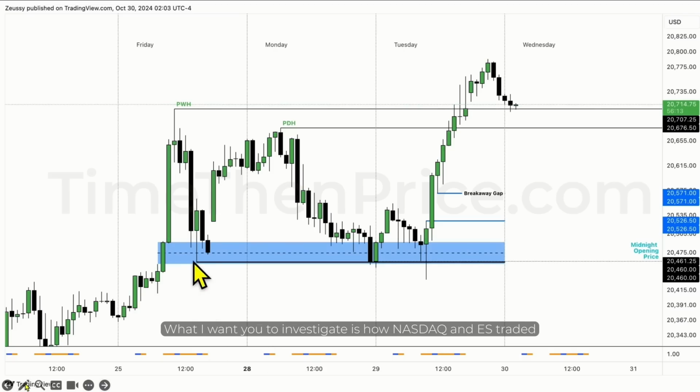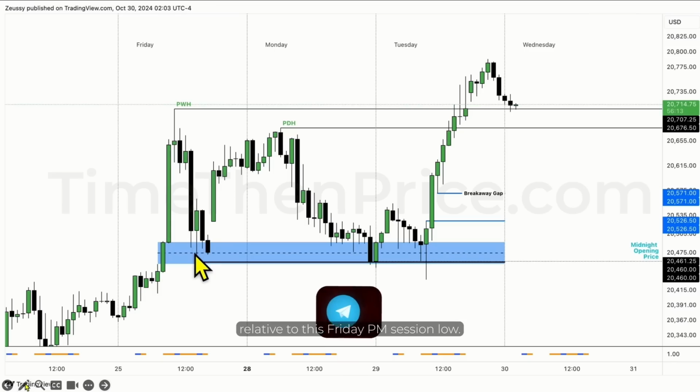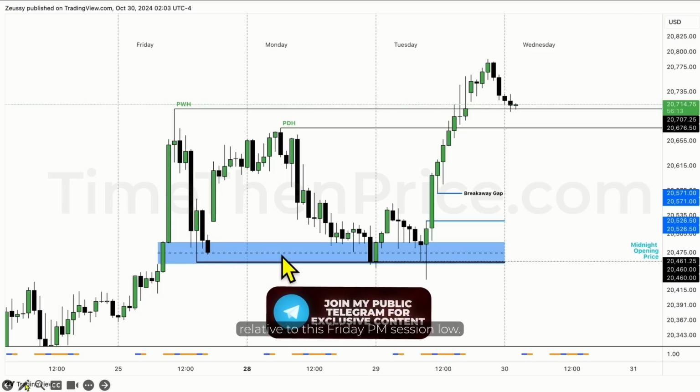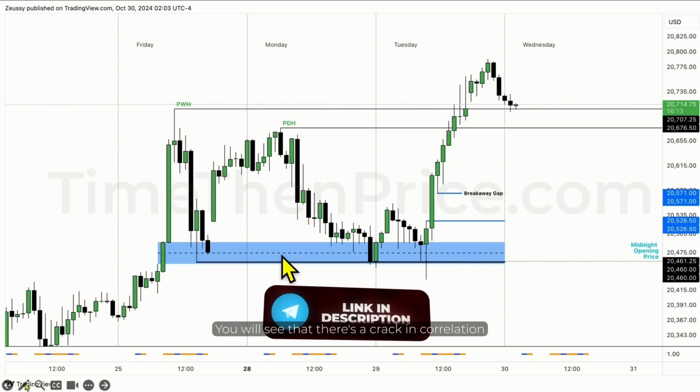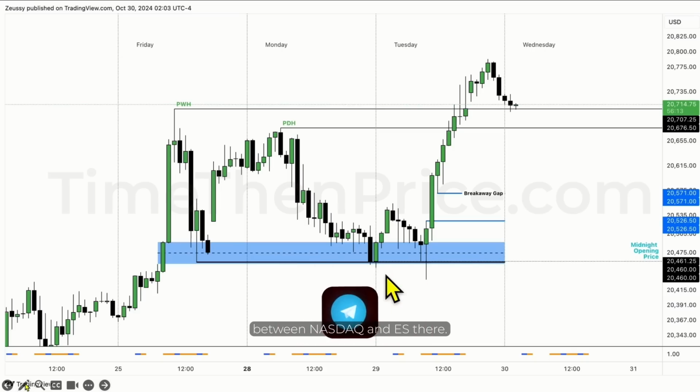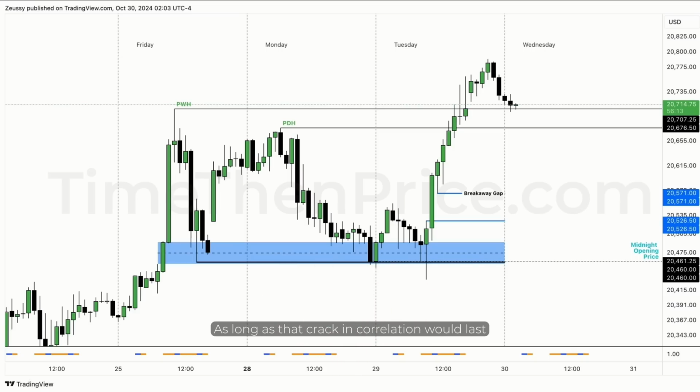What I want you to investigate is how NASDAQ and ES traded relative to this low right here. Where you can see that NASDAQ traded a lower low, I want you to investigate what ES did relative to this Friday PM session low. You will see that there's a correlation between NASDAQ and ES there. As long as that correlation would last, I was anticipating higher prices to come into play.